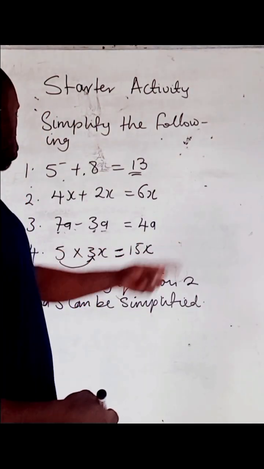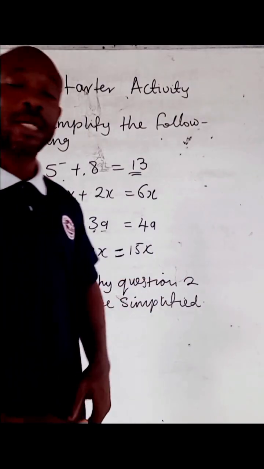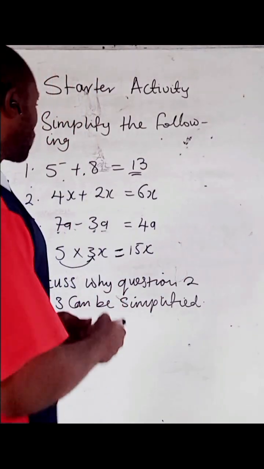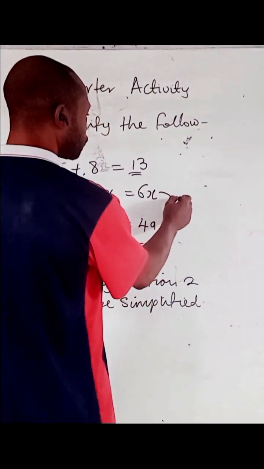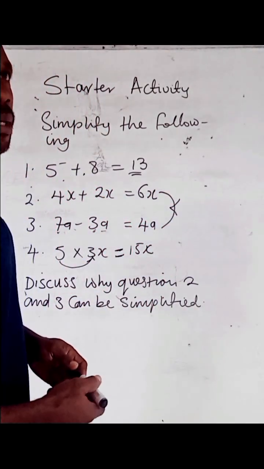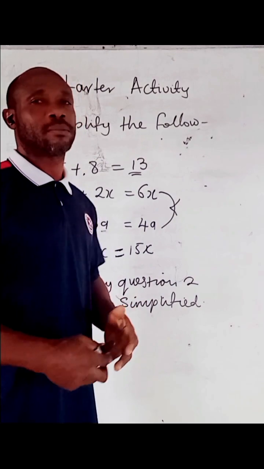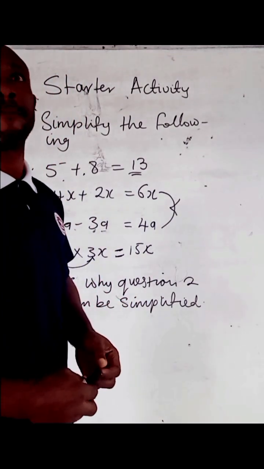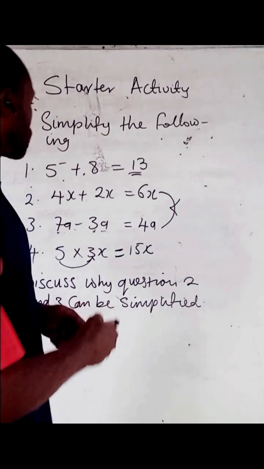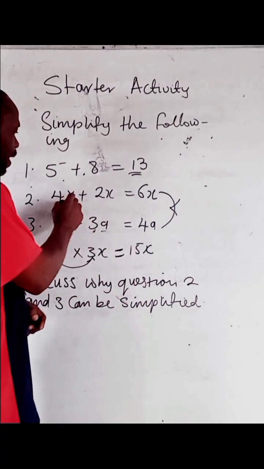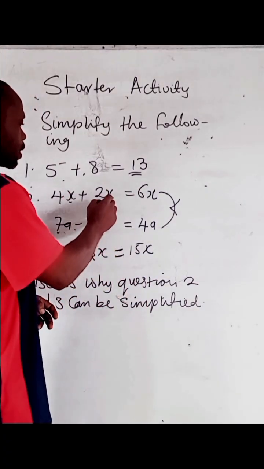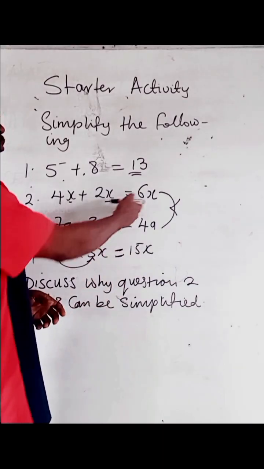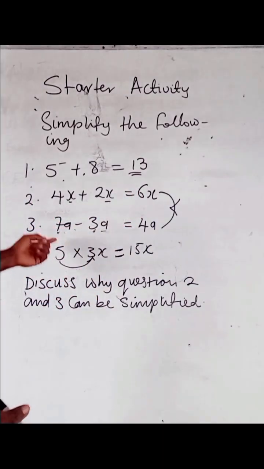Discuss why question 2 and 3 can be simplified. The reason why question 2 and 3 can be simplified is because the terms are similar. In question 2, the first expression contains x, the second expression contains x. They are like terms. Therefore, it is easy to simplify. The same thing applies to question number 3.